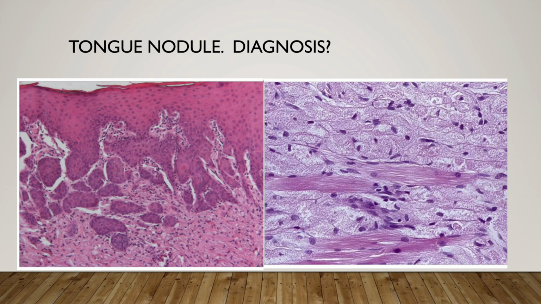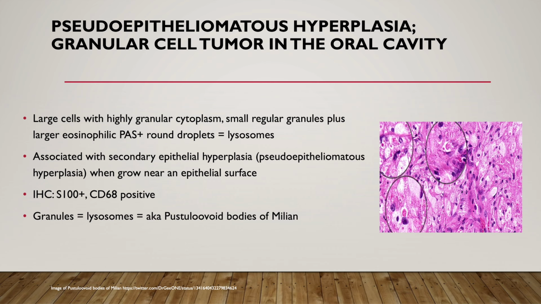Next case, we have a tongue nodule. And here, histologically, we see pseudoepitheliomatous hyperplasia. We see spiky squamous nests, but if you look closer, there's no atypia, there's no mitotic figure, and as you can see, the dermis is busy with these cells. So what's the diagnosis? Yes, this is pseudoepitheliomatous hyperplasia, and this is granular cell tumor in the oral cavity.